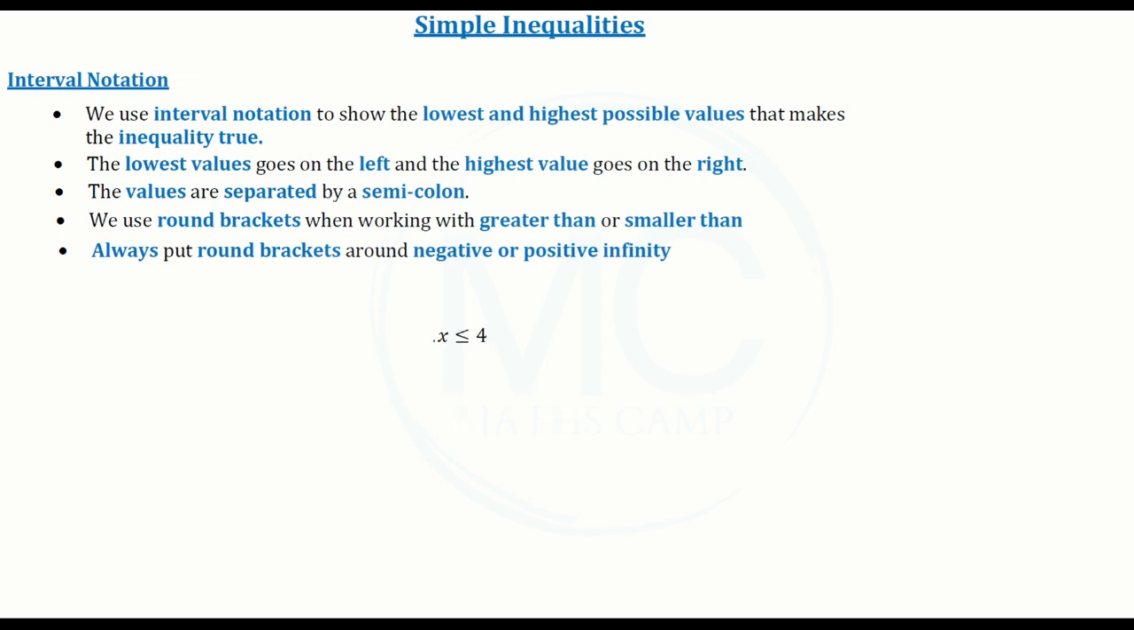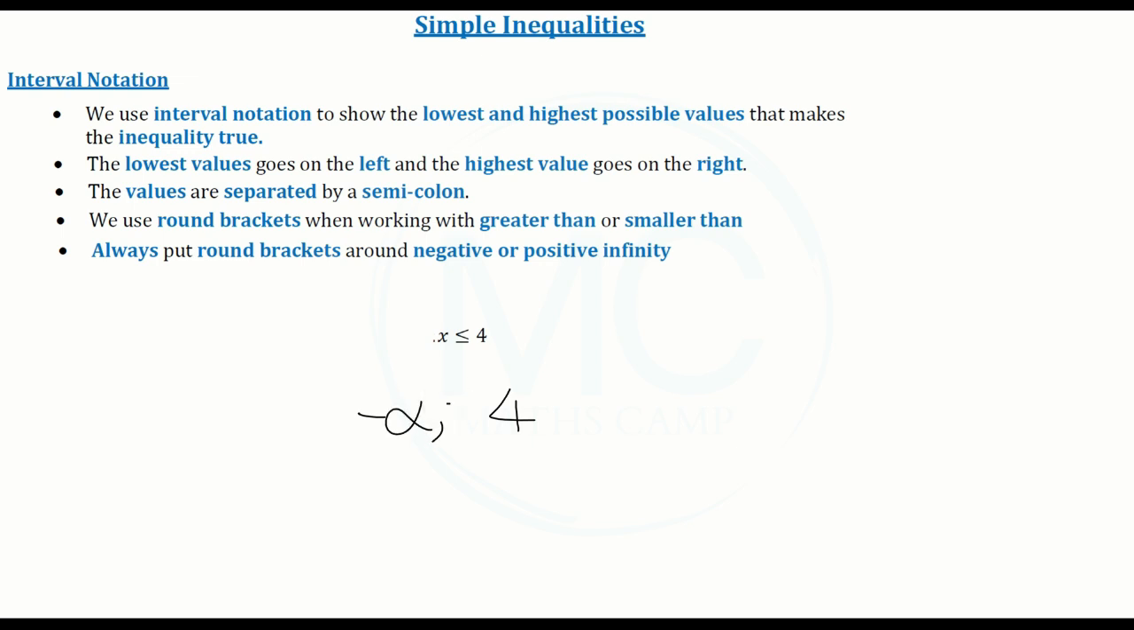Here we have x is smaller than or equal to 4. We are looking at all values smaller than 4, but we are also looking at 4 itself. In this case, 4 is our upper bound, so I can put 4 over here. Once again, we don't have a lower bound. So x can take on the value of 4 or any possible value smaller than 4, and it can go on until negative infinity.